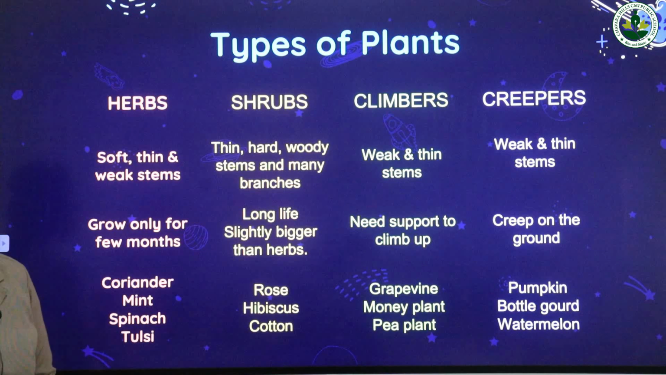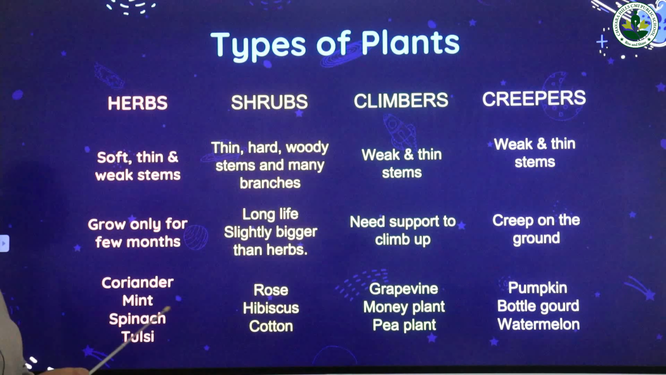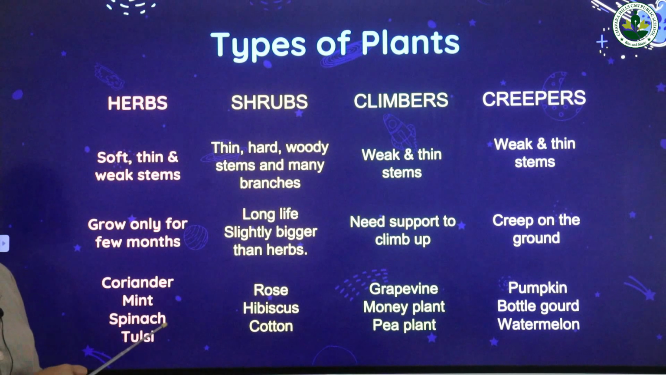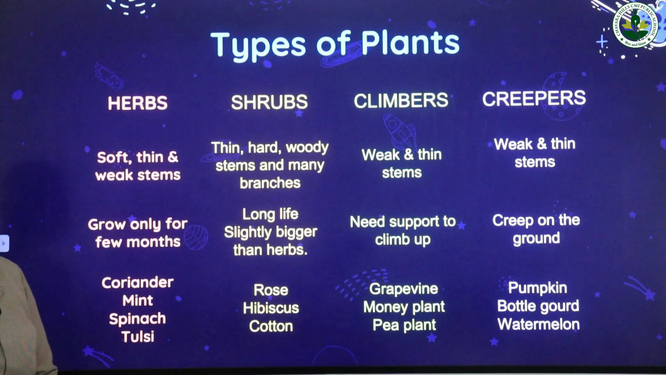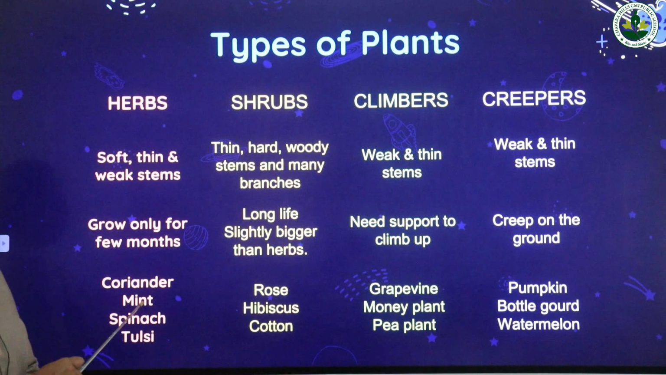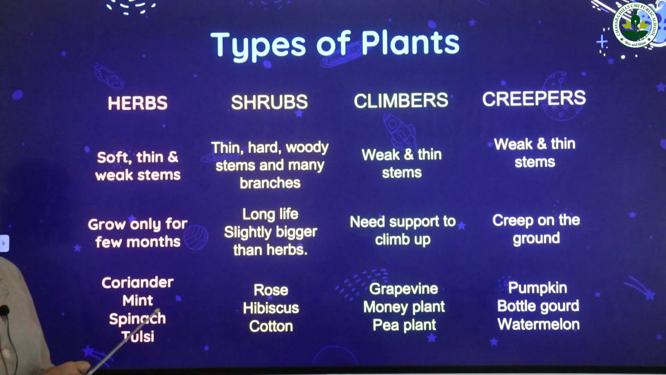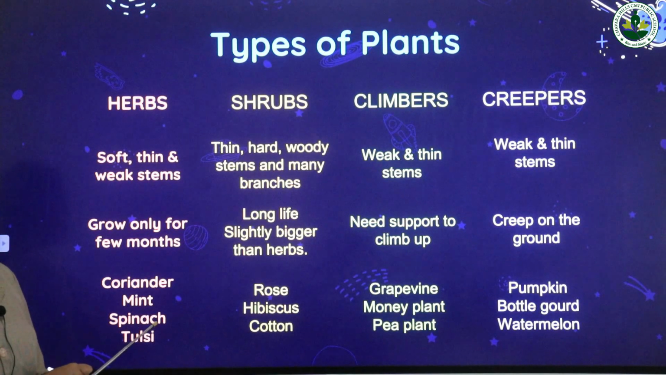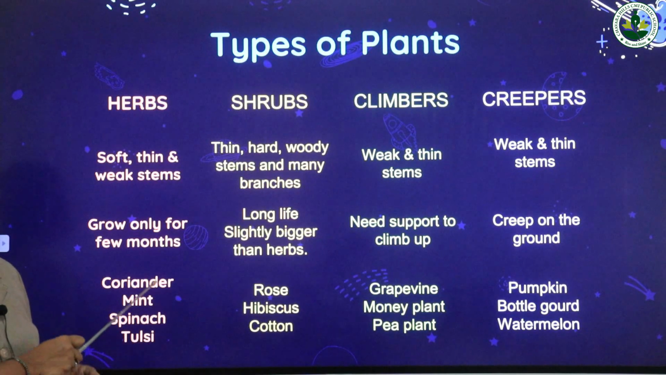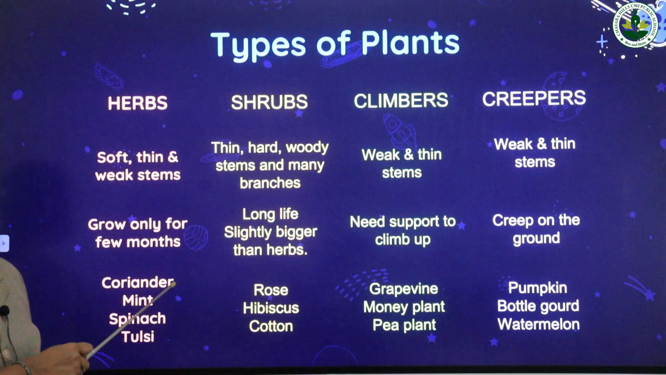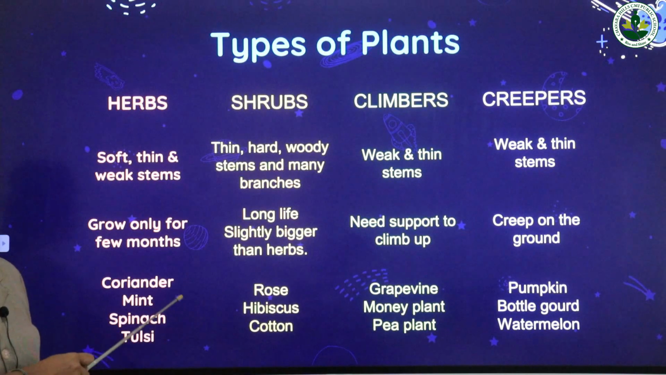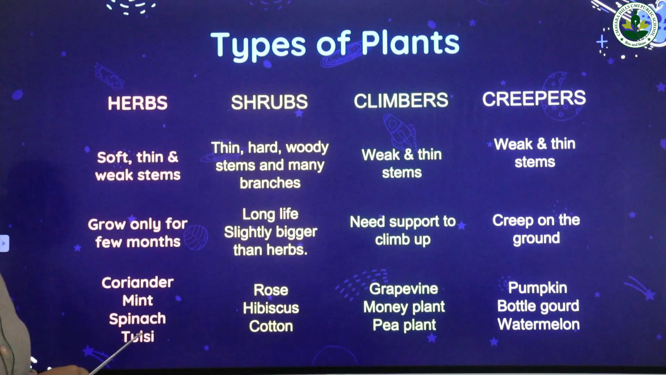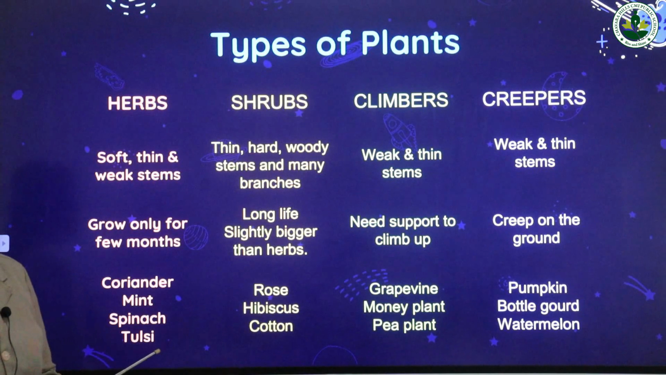The examples for herbs are coriander, mint, spinach and tulsi. Do you know what is coriander? Coriander means malli. Now mint means pudina. Now spinach, you have learned about spinach. That is some leafy plant which we use for making curries. We can say jeera is an example. Now tulsi is a medicinal plant.